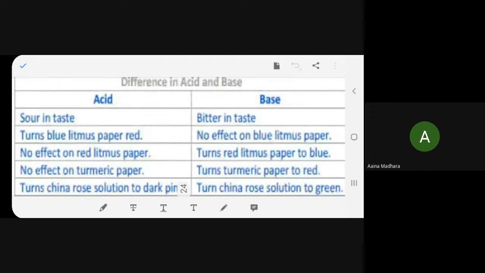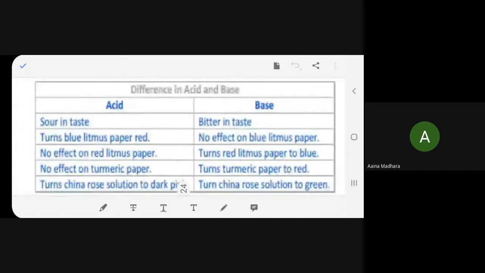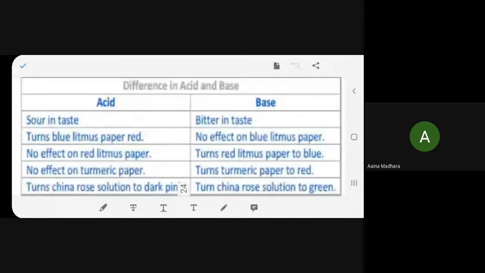Now the difference of acid and base. What is the taste? Sour. Acid tastes sour. We know that already. Base tastes bitter. This also we know. Yes or no? Do we know this or not? Yes. We know that. What is the other property?